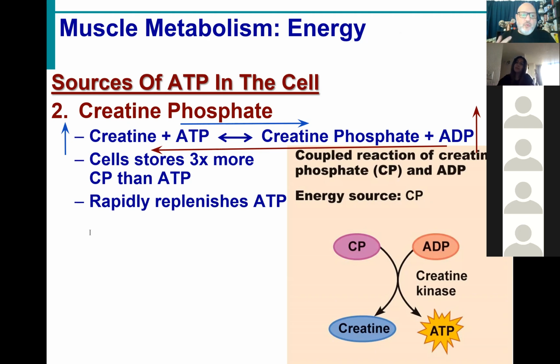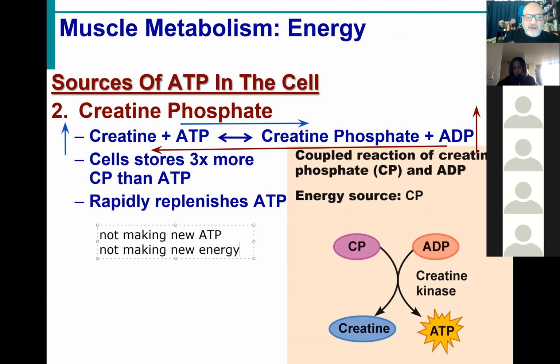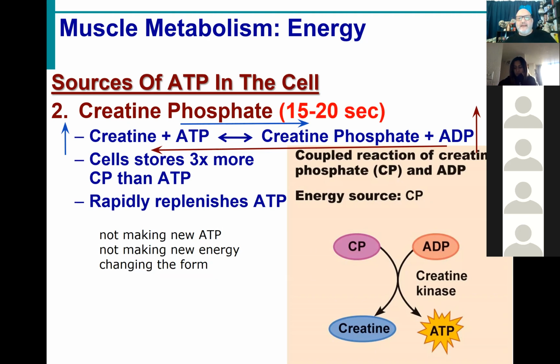Notice the key here. We are not making new ATP. We're not making new energy. Recycling it? Yeah, or we're just really changing the form. We're taking it from the bank into our pocket. Right? We're just changing the form. We're just changing the location of it, but we're not making new. And like I said, with this, you could add another 20 seconds to your contraction, and suddenly we're able to contract a muscle for 30 seconds of time.